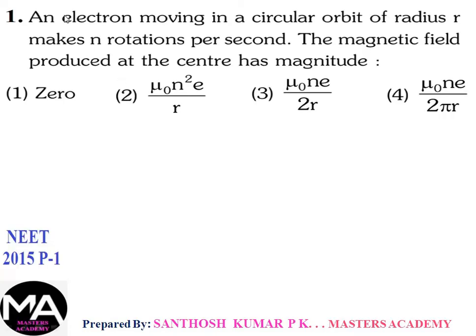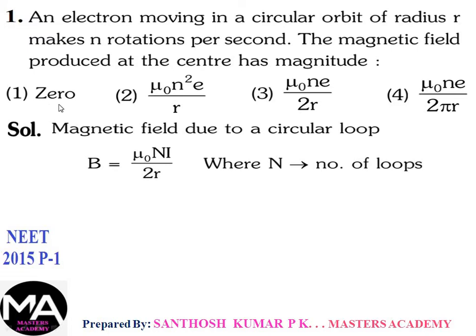First question. An electron moving in a circular orbit of radius r makes n rotations per second. The magnetic field produced at the center has magnitude... Four options are given, and it was asked in NEET 2015 phase 1.